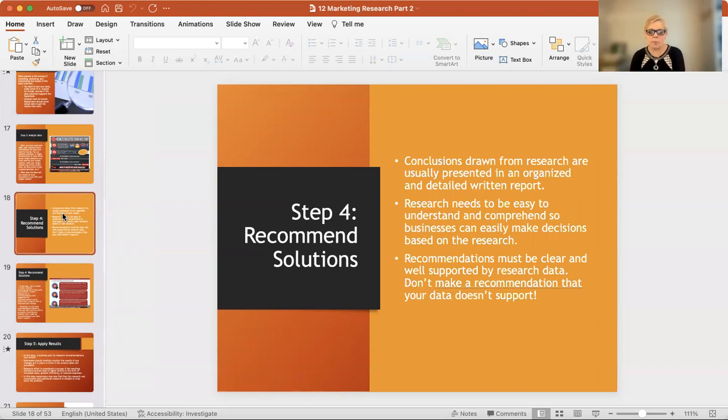Okay, step 4 recommends solutions. These are the conclusions that are drawn from our research. It needs to be easy to understand. You need to be able to tell someone else. Data can be complicated, but how you frame that narrative to another person can be very important and able to form that next strategy going forward.